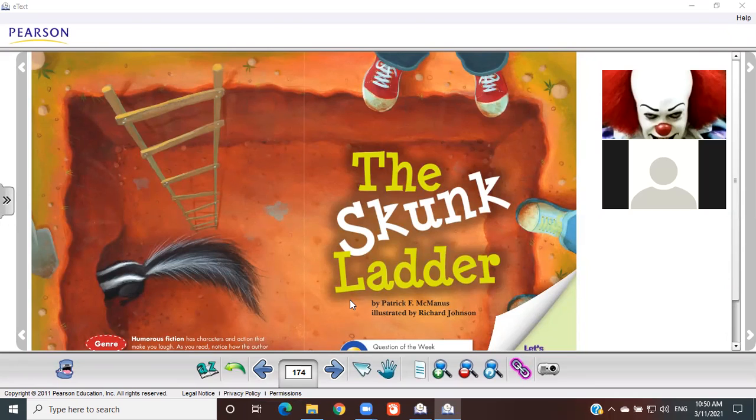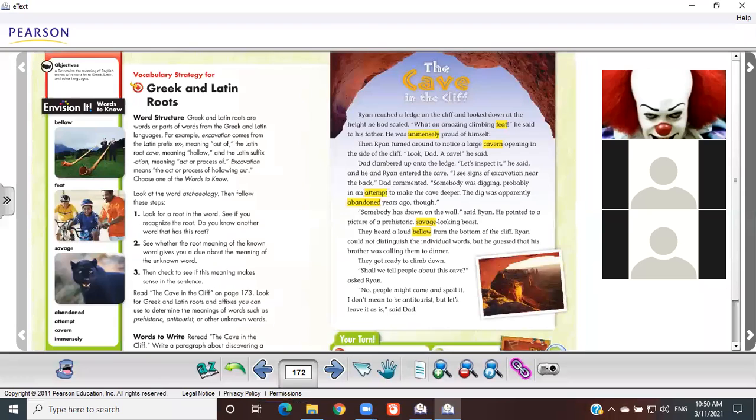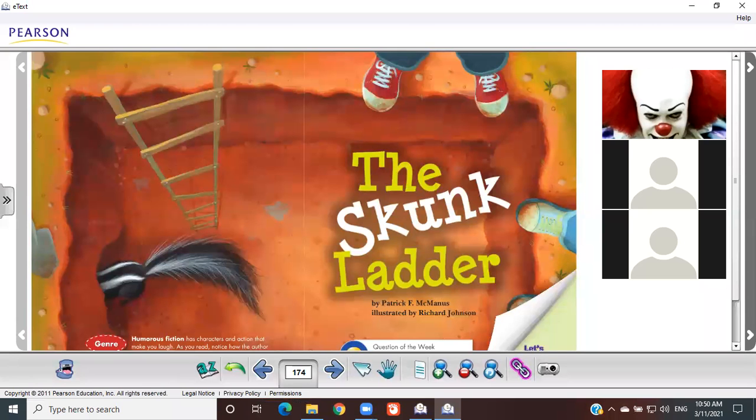So today we're going to read the new story, The Skunk Ladder. But before we read it, I need you, Muhammad Samir, to tell us about the target skill. The target skill: character and plot. Very good. The characters and the plot. What are the characters and what is the plot?